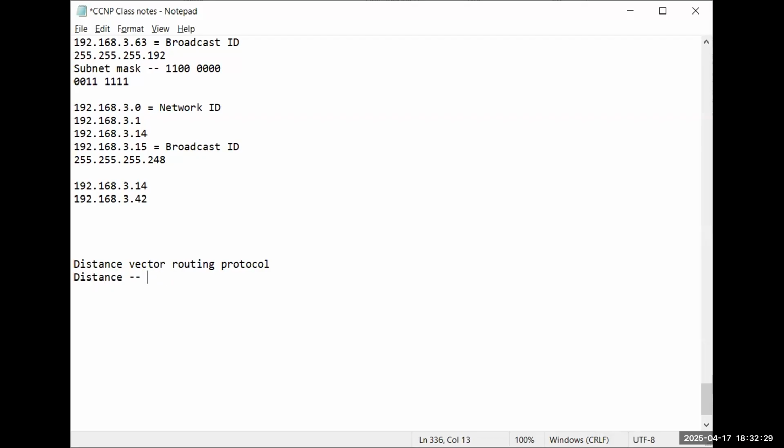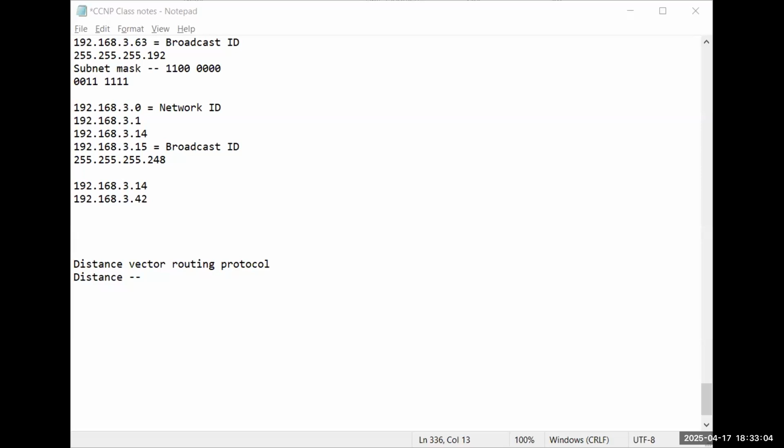So metric, yesterday we were discussing metric, right? So what is metric? A metric is nothing but a unit to calculate the best path. Oh, sorry, not trustworthiness. Trustworthiness is for the administrative distance. So metric is a unit to measure the routing protocol's best path calculation.